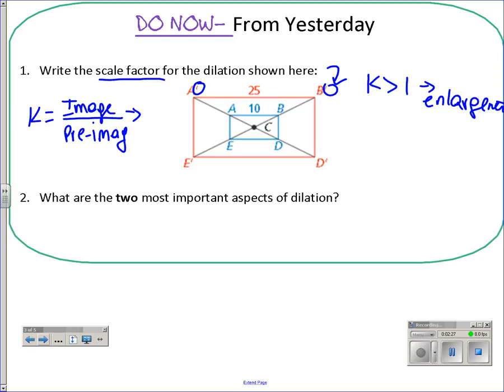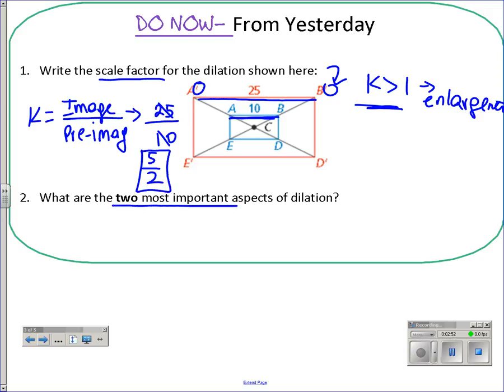So let's say that I'm looking at AB and A prime B prime. Which is the image? What's the length of the image? The image is the one with the prime, so that has to be 25. And the pre-image is going to be 10 because that doesn't have the primes on it. So it's 25 over 10. Is that greater than 1? Yes, it is. So I did a good job. I can also simplify it if I wanted to. I can make this 5 over 2. So there's my scale factor.